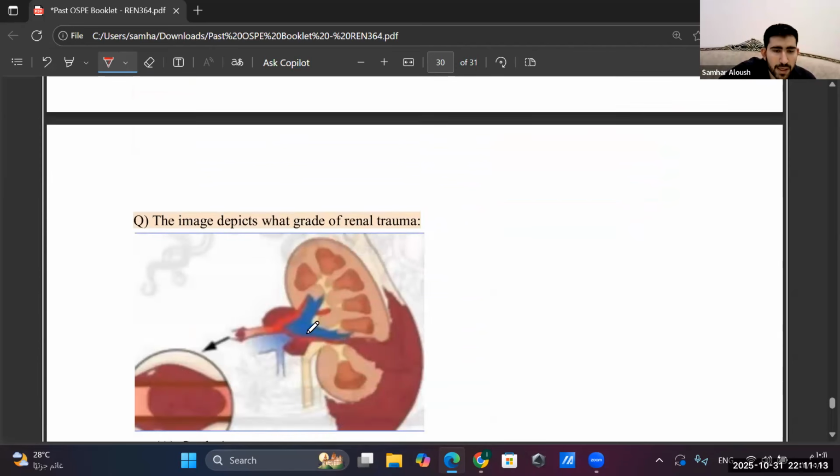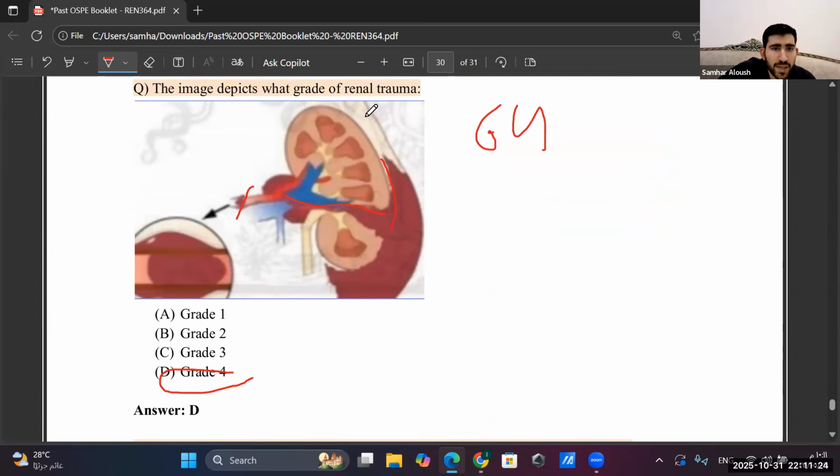In this image, what's the grade? It's this. As you can see, it passed through the cortex, reached the medulla, and even affected the renal artery. This is grade 4. If it's completely shattered, a destroyed kidney, that's grade 5. But here it reached the arteries, but the vein is still fine and the upper part is fine. It's not completely destroyed, so it's grade 4.